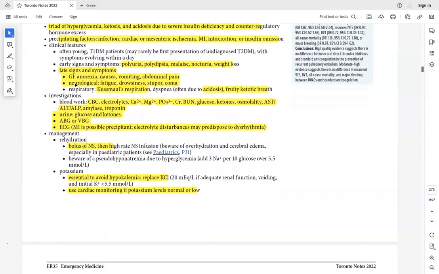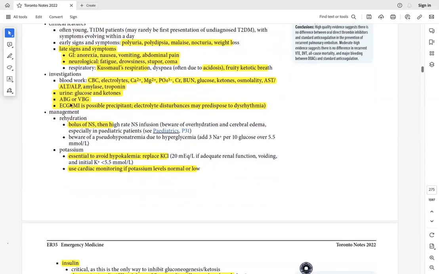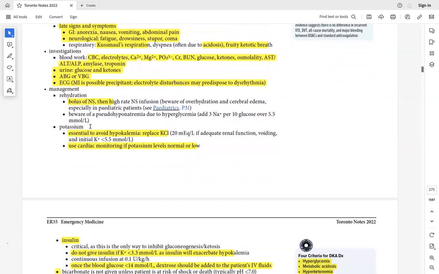Same. Then investigation, first of all, do the capillary blood glucose. Then after that, we will do CBC, electrolytes, calcium, magnesium, phosphate, ketone levels. Management, start the patient on normal saline. Along with normal saline, we have to check the patient's potassium level and start the patient on potassium chloride. If the levels are less than 5.5, start the patient on potassium chloride, and along with that, start insulin.